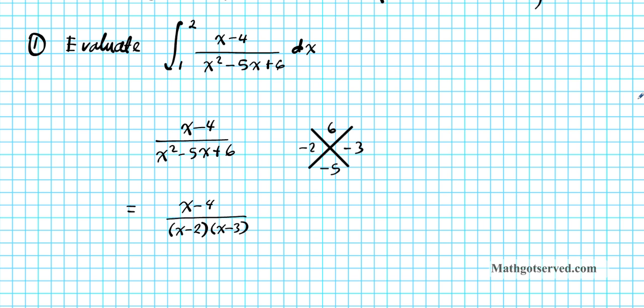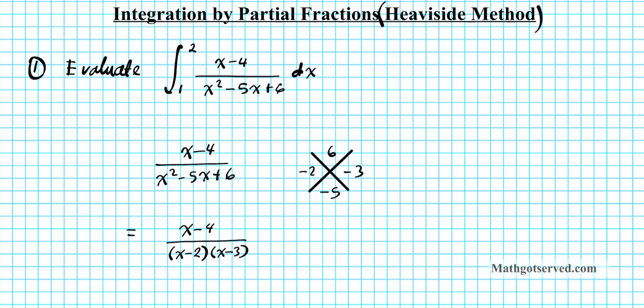Okay, now we can use this Heaviside method anytime the denominator can be written as a product of linear factors. Okay, so this is a linear factor, this is a linear factor, hence we can use the Heaviside method to decompose this. So what we're going to do is write this equal to A over the first factor, x minus 2, plus B over the second factor, x minus 3.